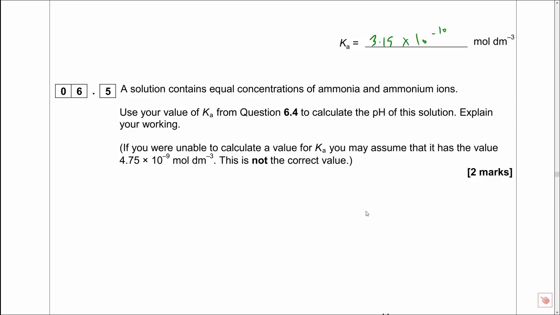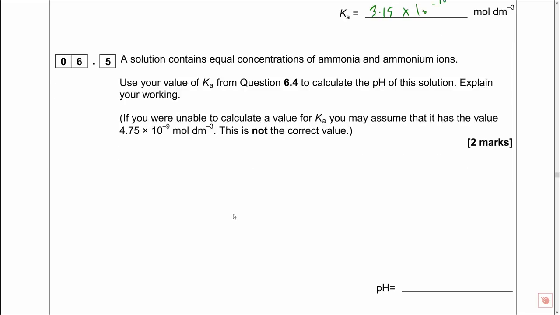What's this one? A 2 mark here. So a solution contains equal concentrations of ammonia and ammonium ions. Use a value of Ka from question 6.4 to calculate the pH of this solution. Explain your working. Right, I believe this is one of those where the idea of half equivalence is another one here.